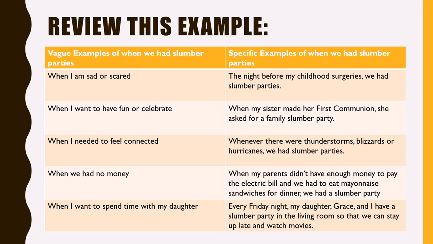Okay? So now notice how I took each one of those vague reasons and then I turned it into a specific example. So when I'm sad or scared, transforms into this specific example. The night before my childhood surgeries, we had slumber parties. Okay? So it's giving you a lot more specific information. When I want to have fun or celebrate, that's one of the reasons why. Now I'm going to give you a very specific example. When my sister made her first communion, she asked for a family slumber party.